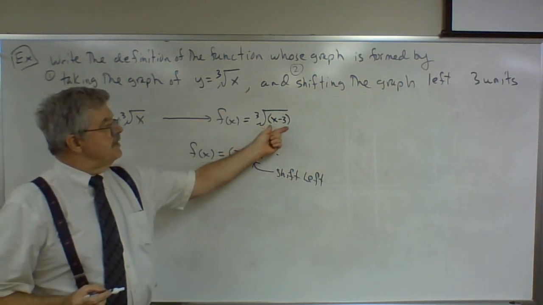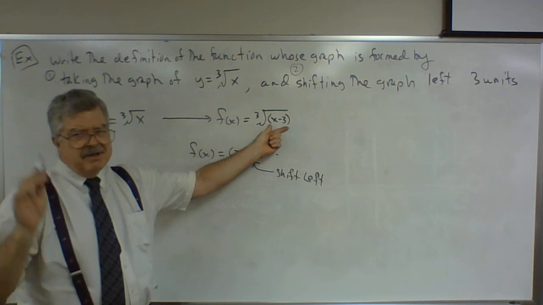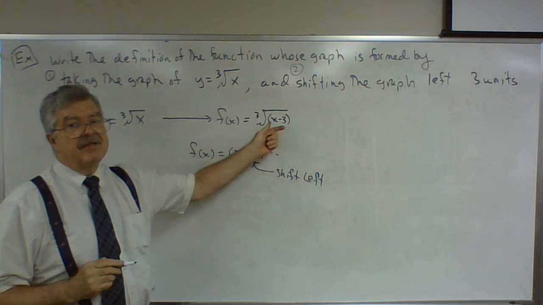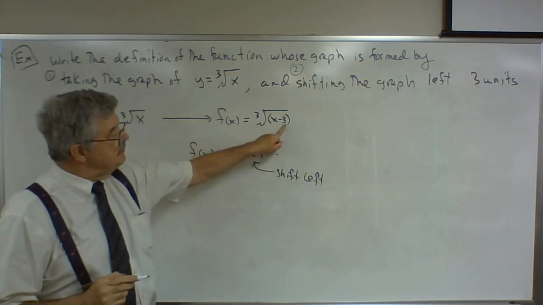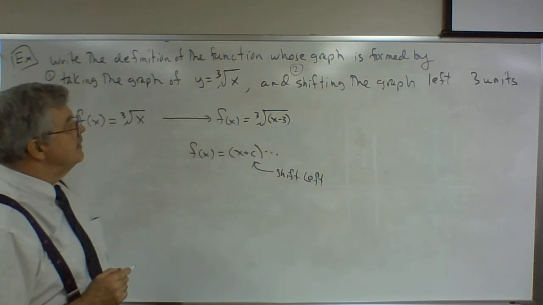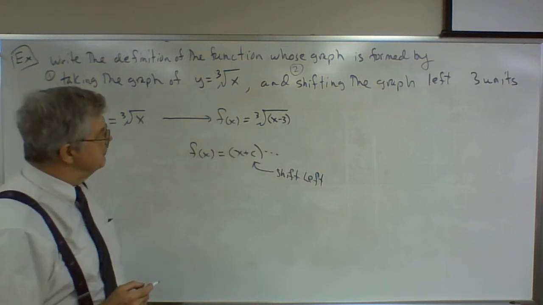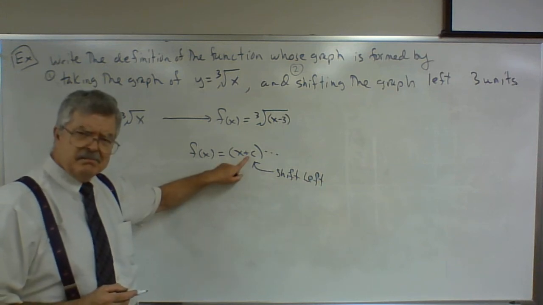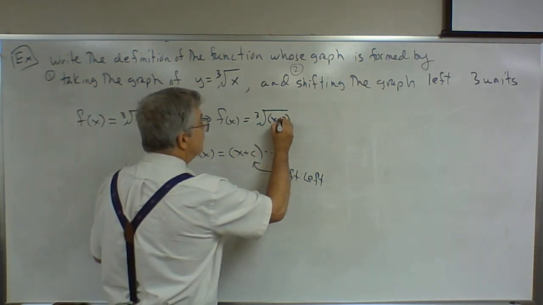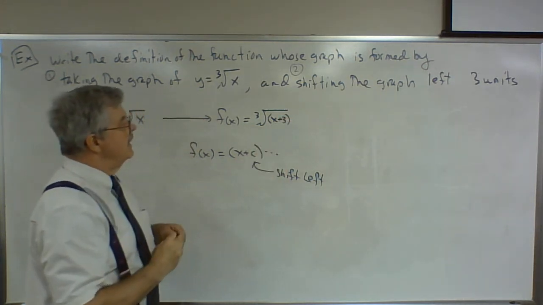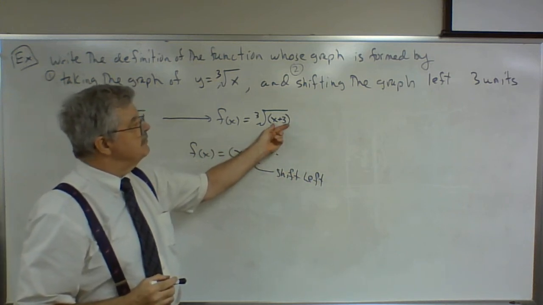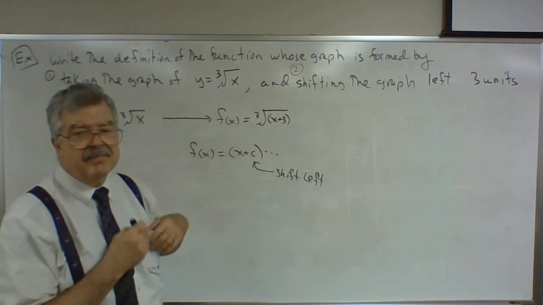So we take this function, and just inside the cube root, we have x minus 3. And since everything under the cube root is considered to be together, we don't need the parentheses, but if we want to put them in there, that's fine. So this is a shift. Wait a minute. Shift left 3 units. That should be a plus sign, shouldn't it? Hold the phone. Okay. Cube root of x plus 3. There we go. That's a shift to the left 3 units.